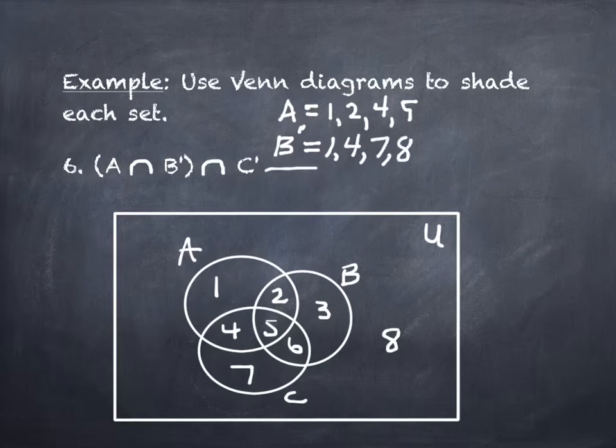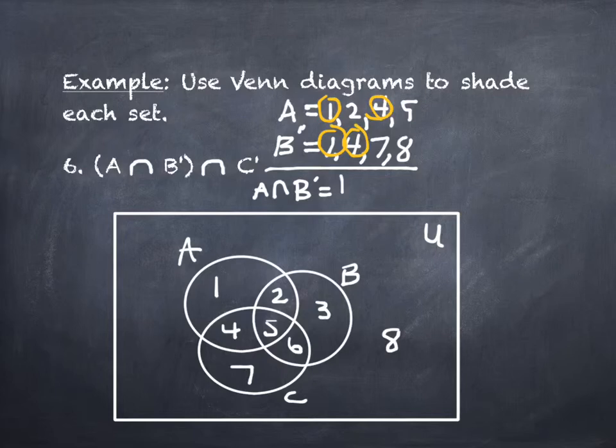And then I'm supposed to take these 2 items and I'm supposed to find their intersection. So A intersect B prime. So what is the intersection of those 2? I have a 1 in both of them and a 4 in both of them. So their intersection is 1, 4. Now I've done everything inside the parentheses.